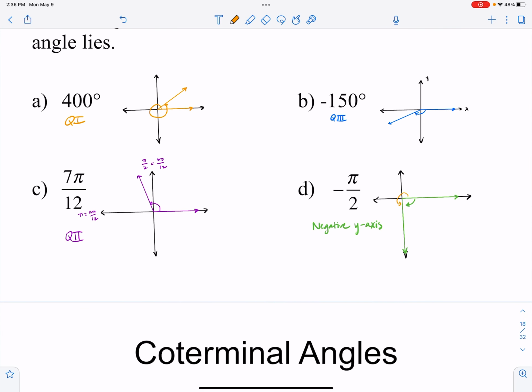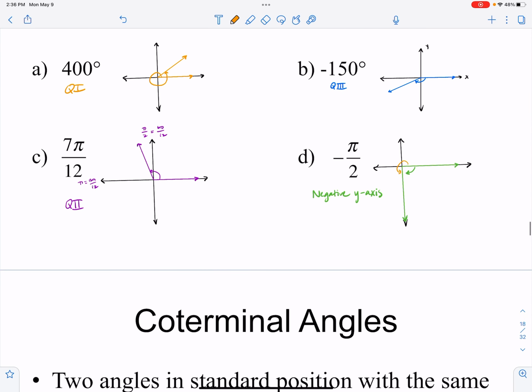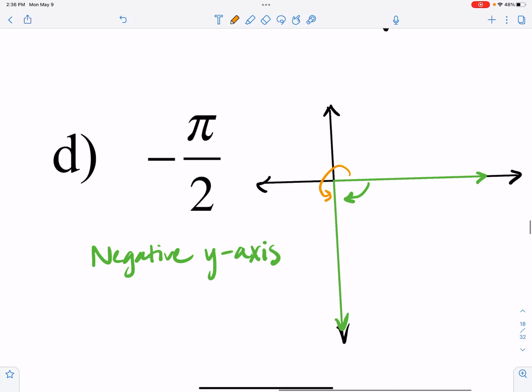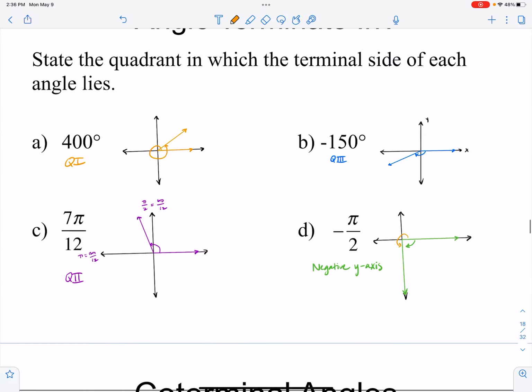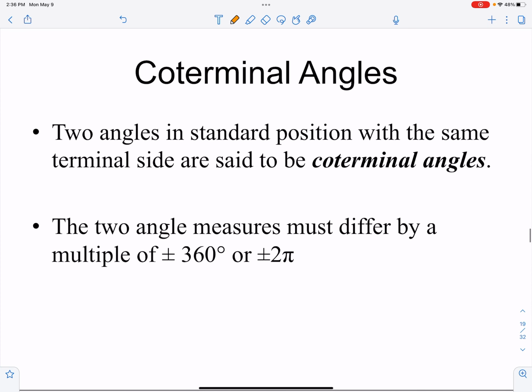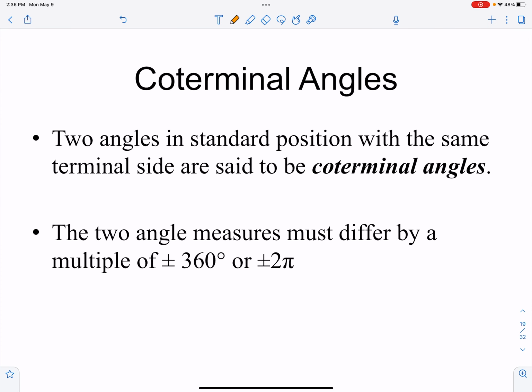So that kind of leads us into coterminal angles, right? Because negative pi over 2 would terminate in the same position as 3 pi over 2. That's the idea behind coterminal angles: angles that terminate in the same position, so they share a terminal side. And every angle has infinitely many coterminal angles, infinitely many angles that terminate in that same position.